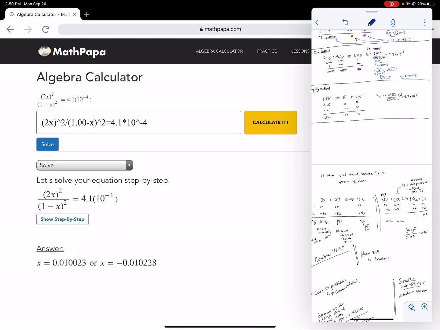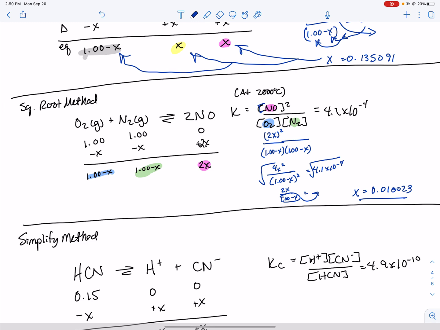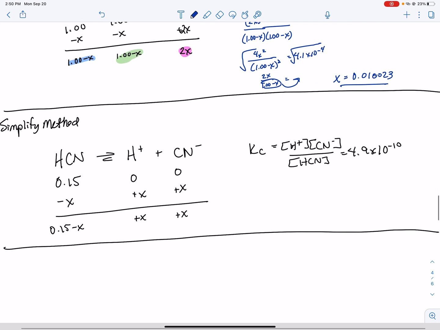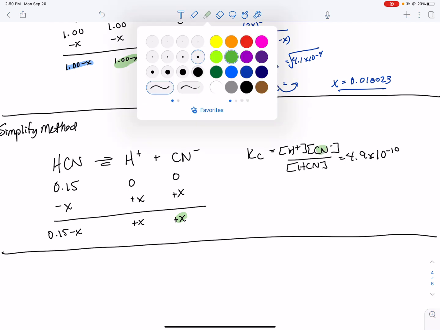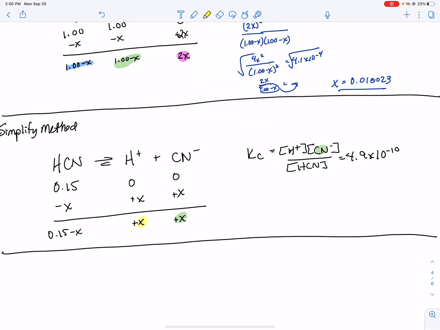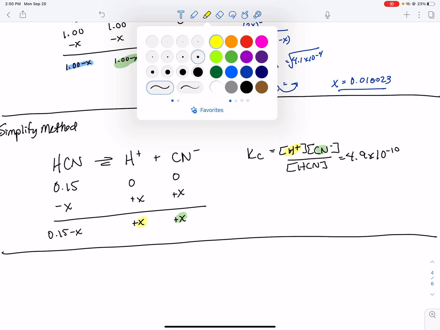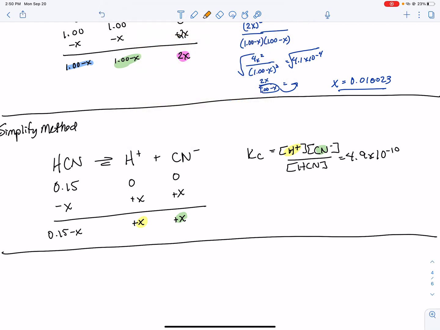Oops, again, I've got to do it in a certain way or it won't let me. I'm going to jump over here and I'm going to fill this one in. So I've got an x term. I've got another term there. And then I've got this. So that gives me x times x over 0.15 minus x equals 4.9 times 10 to the minus 10th.